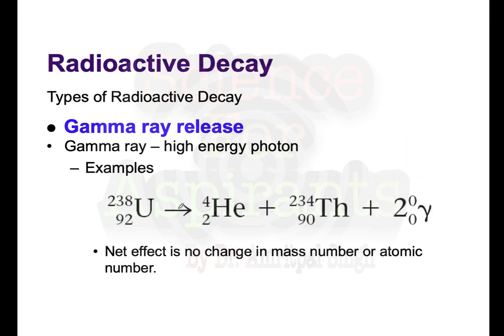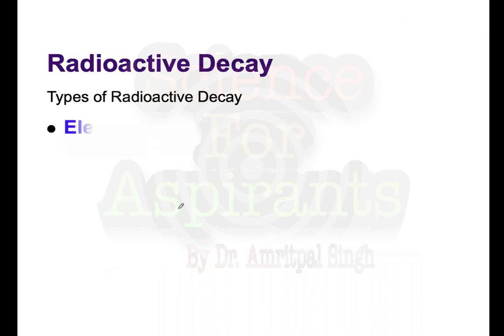Now gamma radiation. The net effect in gamma radiation is no change in mass number and no change in atomic number. An excited nucleus liberates its excess energy and decays to the ground state by emitting gamma radiation.